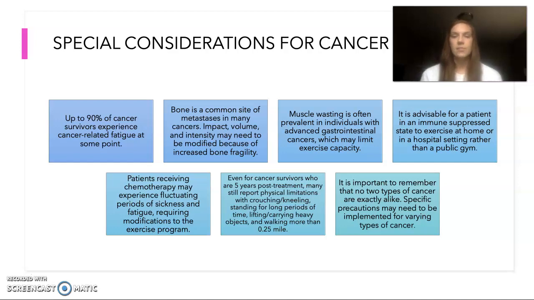And lastly, it's important to remember that no two types of cancer are exactly alike. Specific precautions may need to be implemented for varying types of cancer.